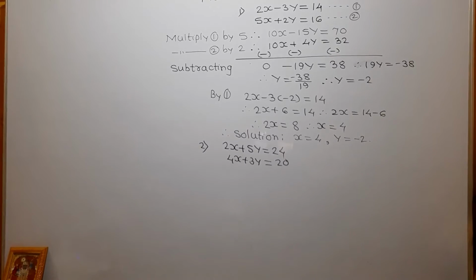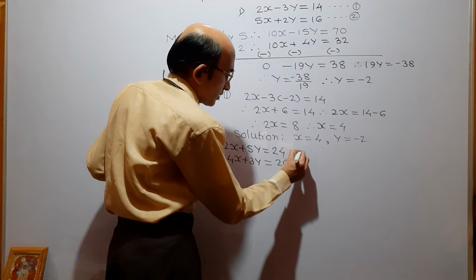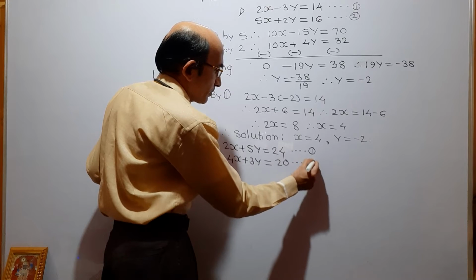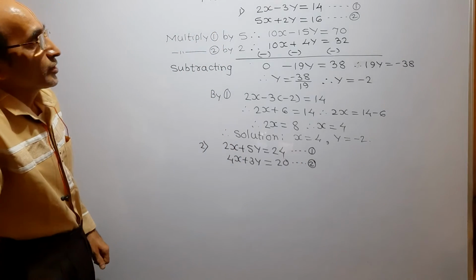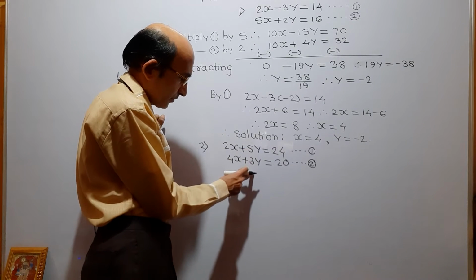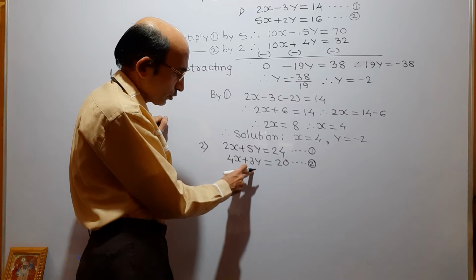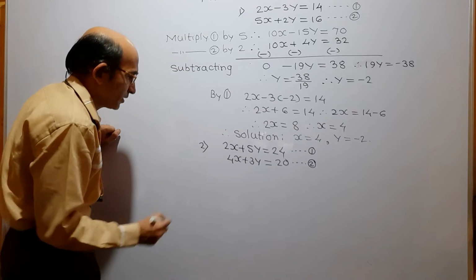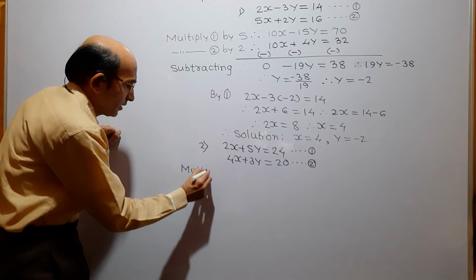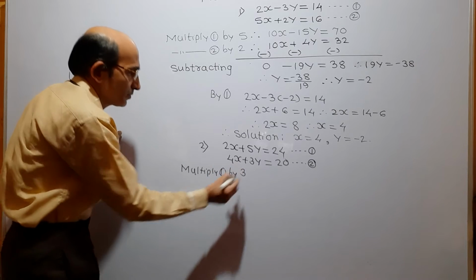We solve these two equations: 2x plus 5y equal to 24 and 4x plus 3y equal to 20, by again elimination by equating coefficients. Now equate the coefficients of y. In the first equation the coefficient of y is 5, in the second equation the coefficient of y is 3. So multiply equation 1 by 3.